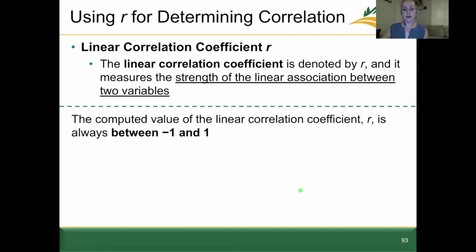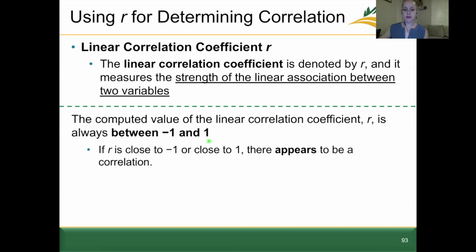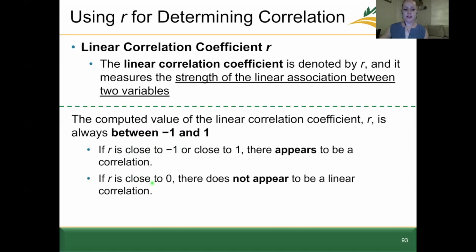Okay, so now once we obtain an r value, a linear correlation coefficient, it's always going to be between -1 and +1. Now, importantly, if r is close to -1 or close to +1, there does appear to be a correlation. And if you're wondering how we define close, we'll talk about that in this lecture. Now, if r is close to the value of 0, there does not appear to be a correlation.